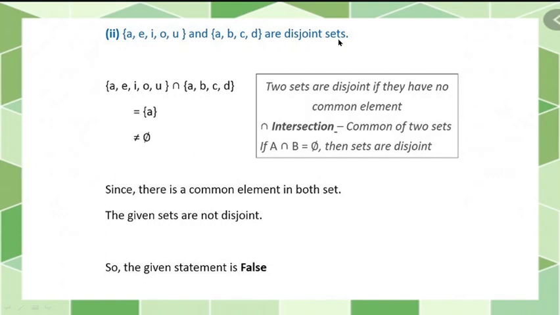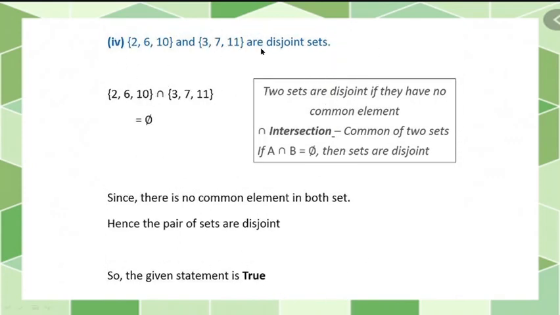Second, again they are saying these two sets are disjoint. Do we have anything common? Yes, we have element A which is common. So again if we have a common element, they are not disjoint, but they are saying sets are disjoint. So again the given statement is false. Fourth part, do we have anything common? No, we don't have anything common, and they are also saying the same thing, these two sets are disjoint. So yes, the given statement is true.